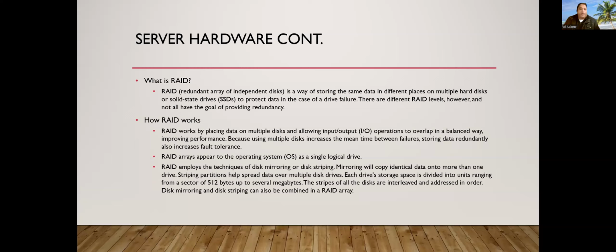Going back to RAID, using multiple disks increases the mean time, which is the average, between failures. If one disk fails, the other disk should have a backup of part of it somewhere and they can recover. Swapping in the new disk, again, off to the races. Storing data redundantly also increases fault tolerance. Yes, multiple backup copies are made with RAID. Depending on the RAID configuration, the backups vary, and that's kind of the point of RAID.